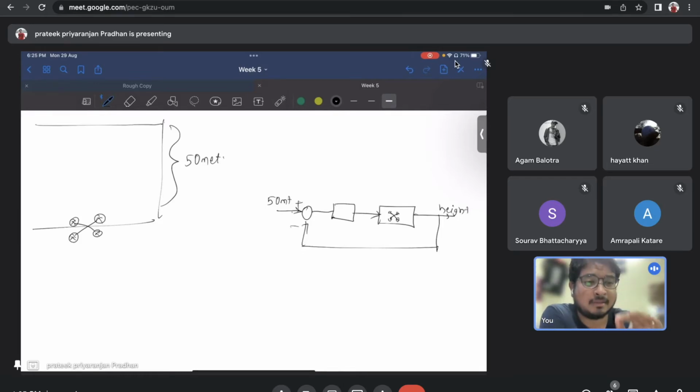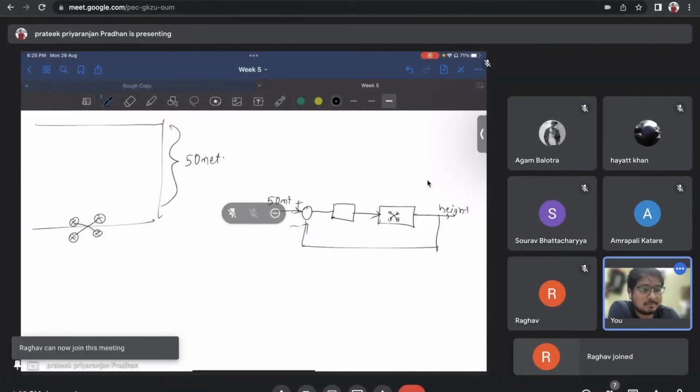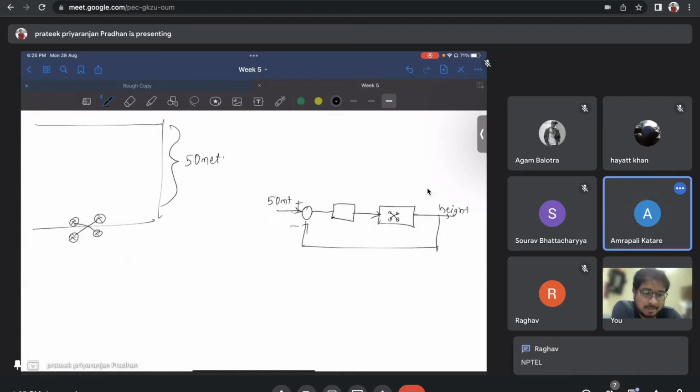Let me know your background. Agam, what is your department? Okay, mechanical, very good. Hayat, what is your department? If you can speak. Okay, very good, automobile. And Saurav, what is your department? I guess you're a teacher, professor, kind of. And Amrapalli or Raghav, can you speak? What is your department? Okay, electrical. Raghav is from NPTEL.